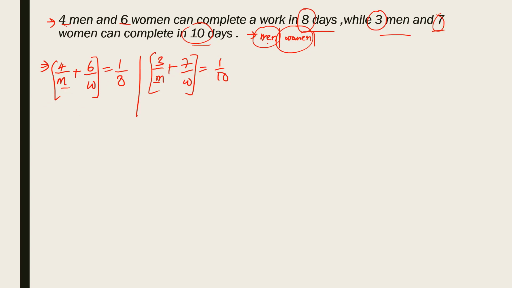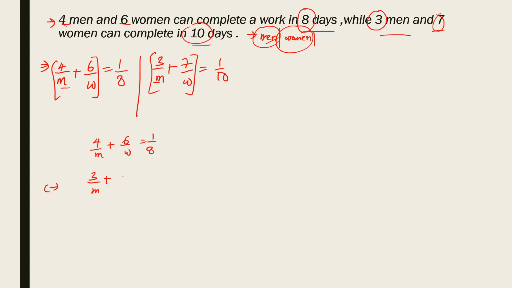So if you want to find out men, you have to make the terms 6 by W and 7 by W equal in both the equations, just like subtracting equation 2 from equation 1. So let us find out women now. Let me write it like this: 6 by W is equal to 1 by 8. I'm subtracting the second equation from the first equation.